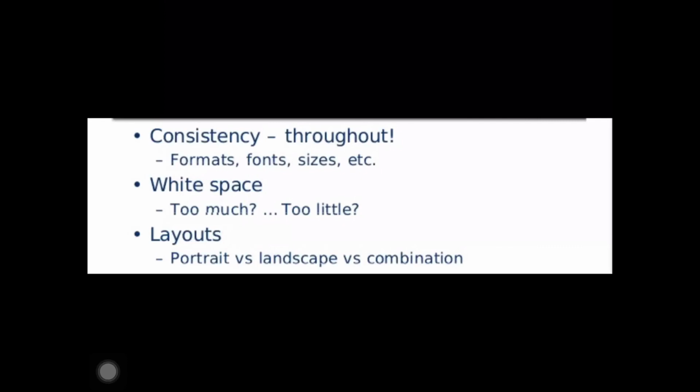Some other considerations to keep in mind while designing a CRF form are: please be consistent throughout in using page formats, font sizes, etc. Do not use too much or too little white space in a CRF. Choose the best layout, whether it is portrait mode or landscape mode, that suits your study the best. Please be consistent in using page numbers. Either you use them or do not use them, please be consistent.